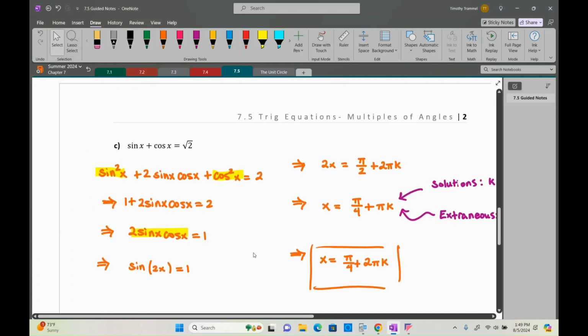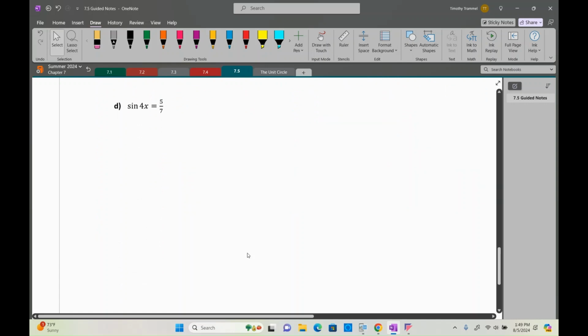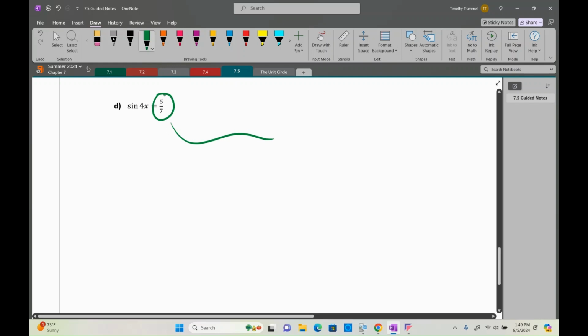All right, and let's give this next one a try, and this will be our last one here. So with this one here, notice that 5/7, this is not a number or a y value that we're used to seeing on our unit circle. It doesn't correspond to one of those nice angles. So what we're going to do is start off by taking sine inverse of both sides.